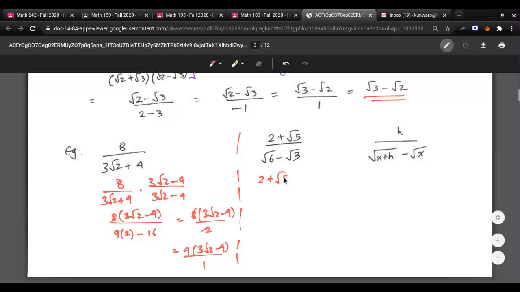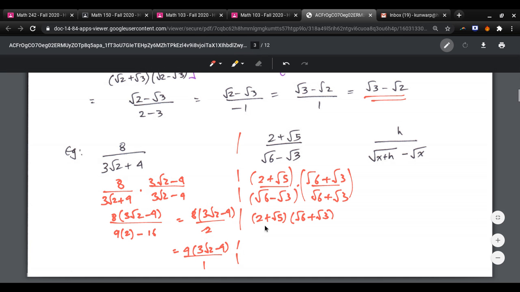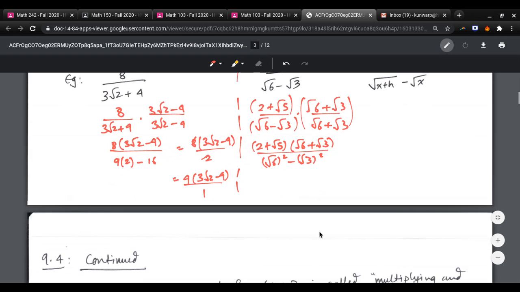Similarly here, now in this case I already have the negative, so what I do is I use the positive version. It's always going to be the opposite value. So on the top I have to distribute this product. At the bottom it's just root 6 squared minus root 3 squared.